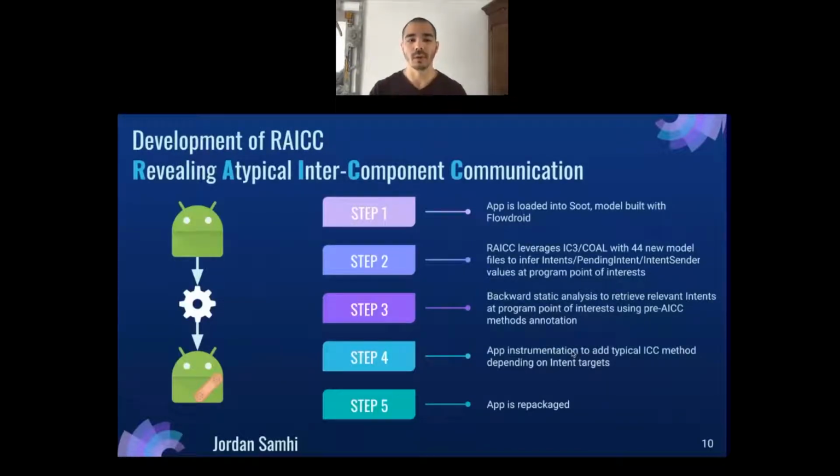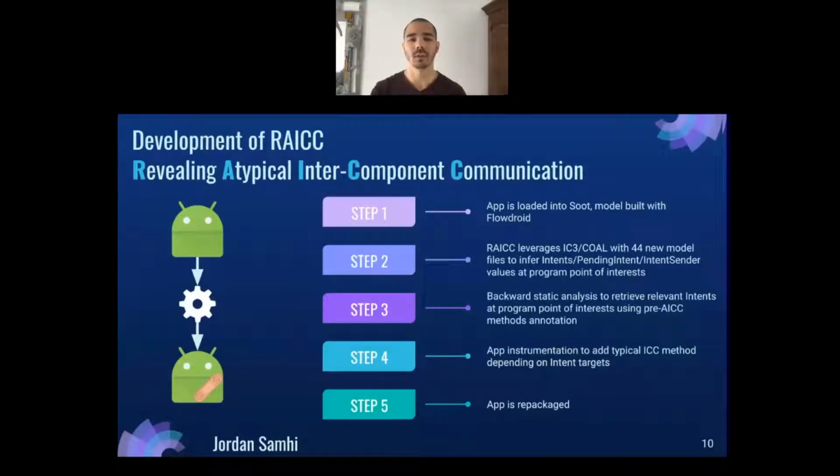So we propose an approach called REC, which stands for Revealing Atypical Intercomponent Communication. The core idea of REC is to take an APK as input and to output another APK which has been patched with typical, or let's say well-documented, ICC methods to be modeled by static analyzers.